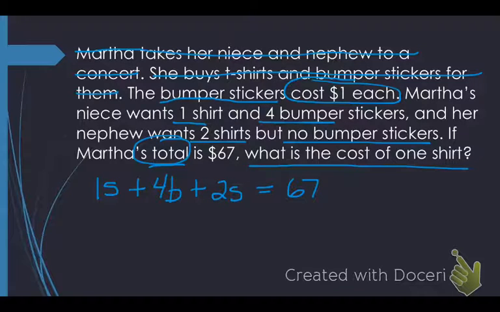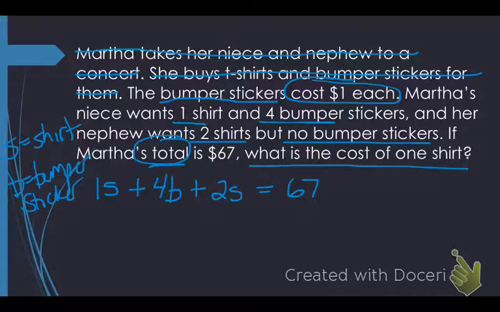Now I know I have more than one variable, and that is not what we are learning how to solve right now, but this is simply a way to help me set up and visualize what I am solving for. Okay? I had S for shirt, and I had B for the bumper sticker.